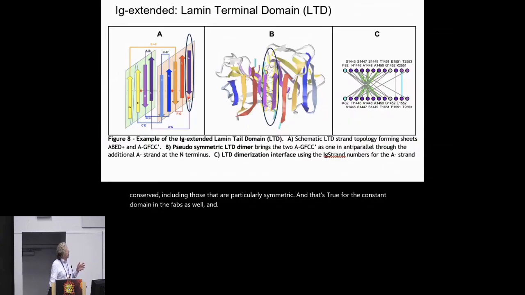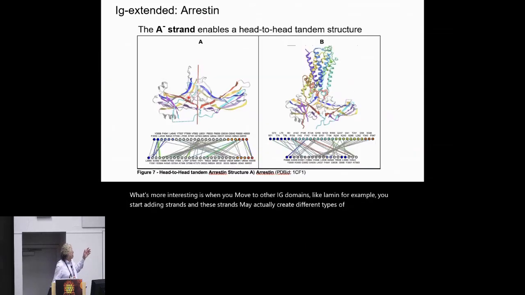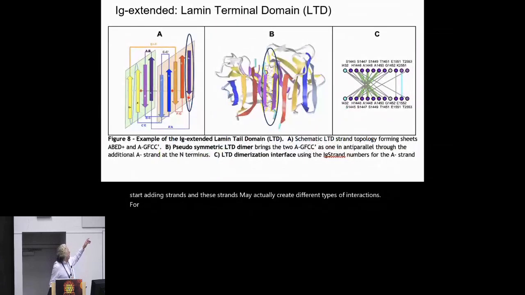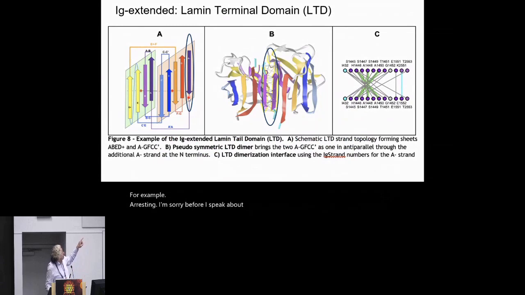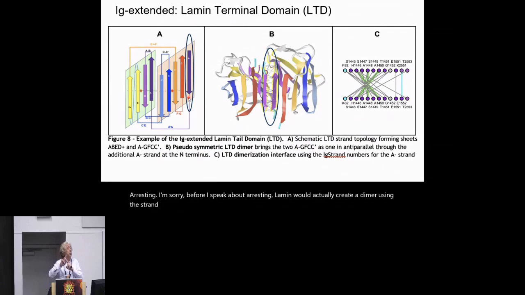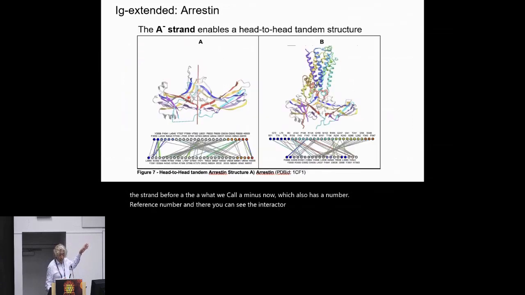And what's more interesting is when you move to other IG domains like lamin, for example, you start adding strands, and these strands may actually create different types of interactions. For example, arrestin, before I speak about arrestin, lamin would actually create a dimer using the strand before A, what we call A minus now, which also has a reference number. And there you can see the interactome between two lamins.